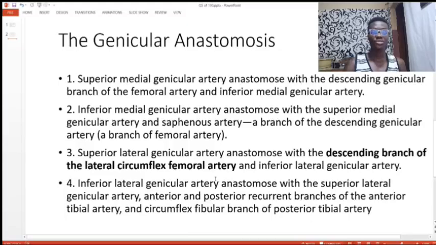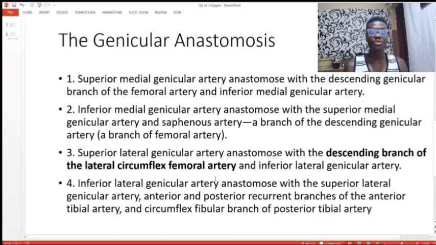Right. A proper way to understand and retain this is, first of all, there are five genicular arteries. There is the superior medial and the superior lateral. There is the inferior medial and the inferior lateral. Then there is the middle genicular artery. The middle genicular artery does not take part in the formation of the genicular anastomosis. The middle genicular artery pierces the oblique popliteal ligament to supply the knee joint, to supply the intrinsic ligaments of the knee joint. That is what the middle genicular artery does.